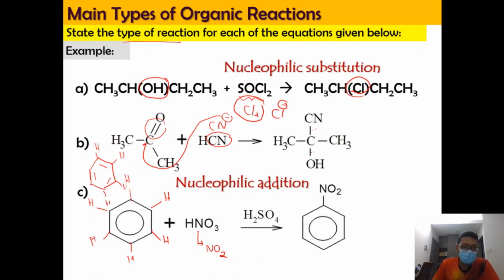So one of the hydrogen, for example, on this side, gonna be substituted with NO2. So you know that this is a nucleophile and this is the electrophile. So it's gonna be electrophilic aromatic substitution because it involves aromatic compound.